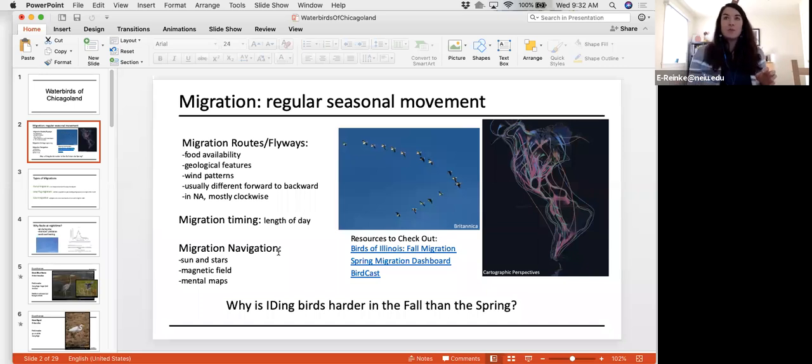So in the winter feeding season, as you can guess, their primary goal is to eat. Migration is really, really energetically costly. They have to eat a lot to make up for it and to be able to do it. In the spring, they have one other thing on their minds, and it's reproduction. So in the spring, they're getting ready for breeding season. So given that, why is IDing birds harder in the fall than in the spring? Do you have any guesses?